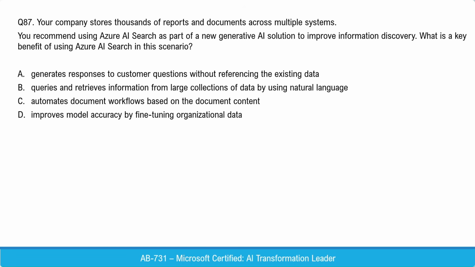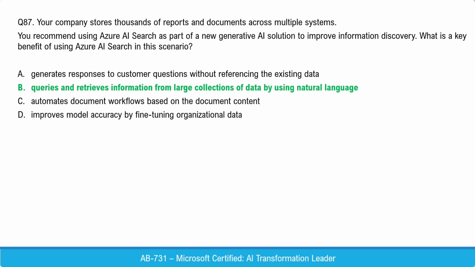Next question. Your company stores thousands of reports and documents across multiple systems. You recommend using Azure AI Search as part of a new generative AI solution to improve information discovery. What is the key benefit of using Azure AI Search in this scenario? You have four options on your screen. Please go through them by pausing the video over here. The correct answer is option B, queries and retrieves information from large collections of data by using natural language.